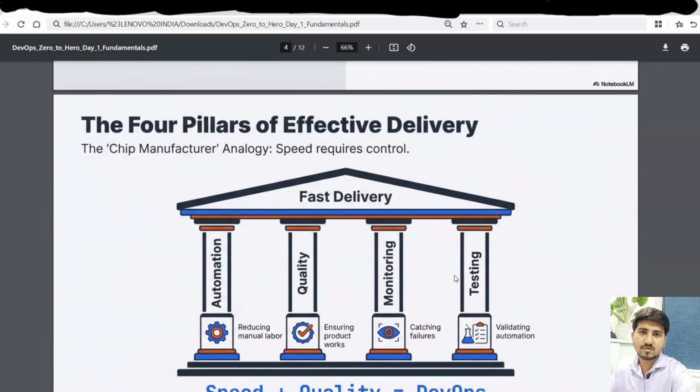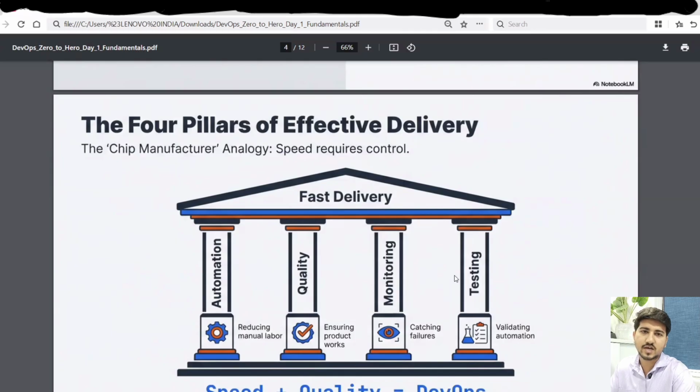Because of manual labor, the blame game starts, where the developer and the quality analyst blame each other for not doing their own work. Because of that, companies suffer losses from the extended time. So automation has to be there, which reduces manual labor. Then quality has to be in place, which ensures the product works perfectly. Then the next thing is monitoring.